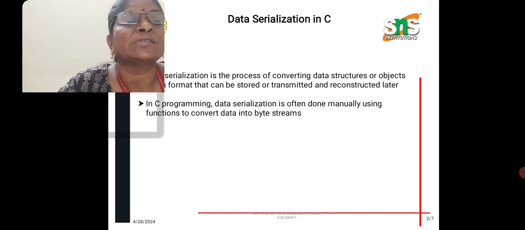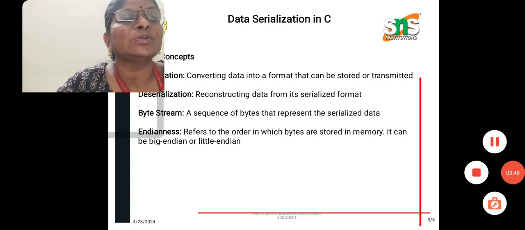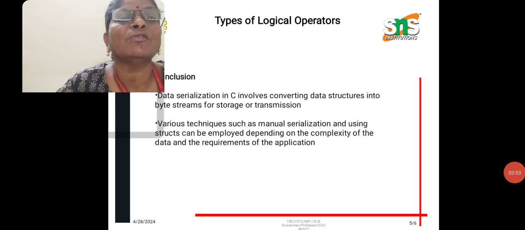It is the process of converting data structures or objects into a particular format that can be stored or transmitted and reconstructed later. As we discussed, it is often done manually using functions to convert data. The basic concepts are serialization, deserialization, byte stream, and endianness, which can all be used for the serialization of data.